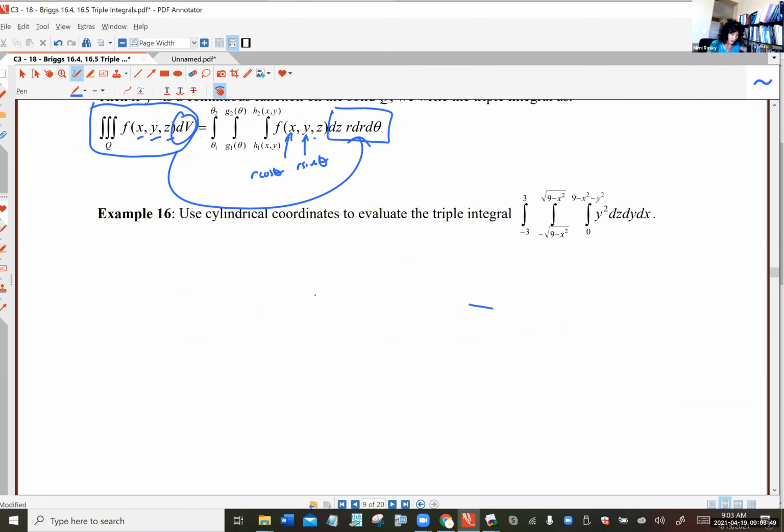Okay, so let's do our first cylindrical coordinates example. This one's pretty easy. I didn't pick something too hard, but there is a flavor to it that's really common, and you'll probably recognize it because I put something similar on the quiz that you took for me today or yesterday. What is that? Power reduction formula.